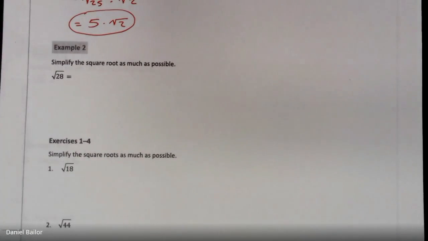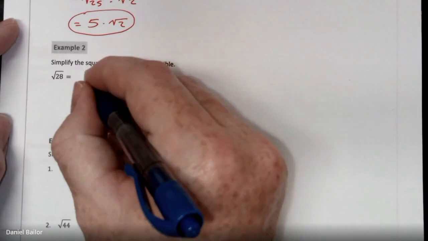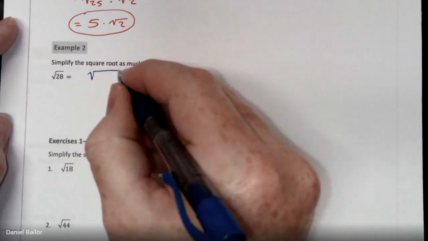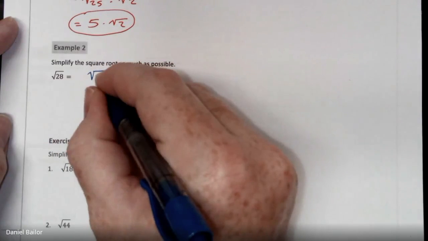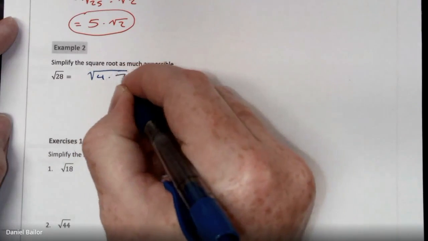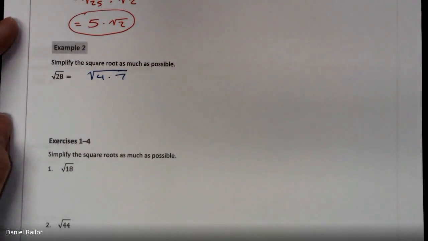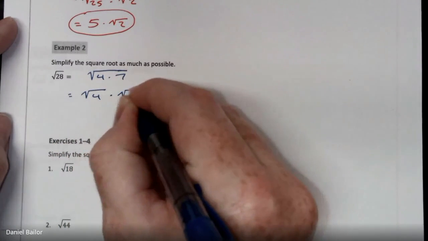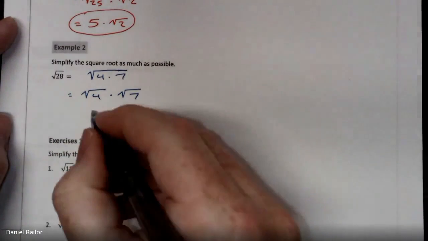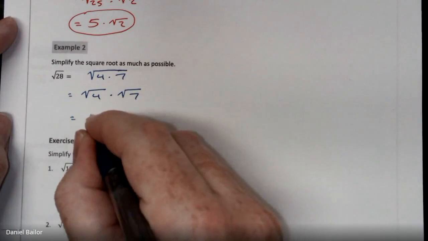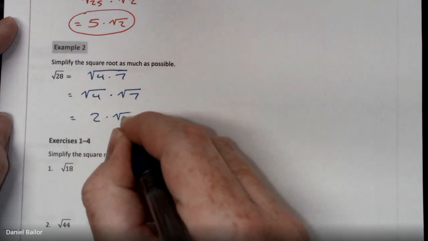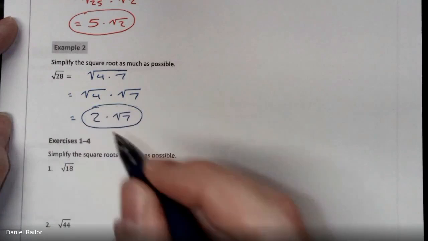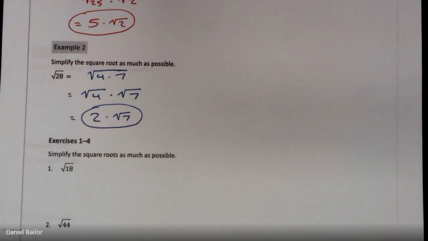I don't know why they picked this example, because we just did this on page 35, but we can do it again. I see the square root of 28, and my factors that pop in my head are 4 and 7, because 4 times 7 makes 28, and 4 is a perfect square. The square root of 4 is 2. So I get 2 times the square root of 7. That's simplified as much as possible.